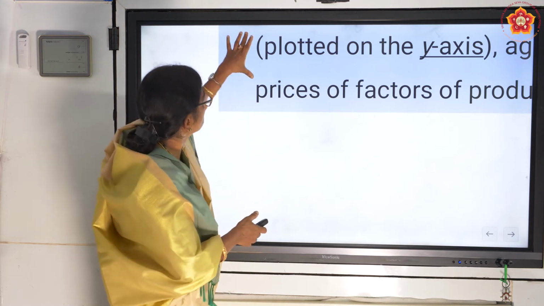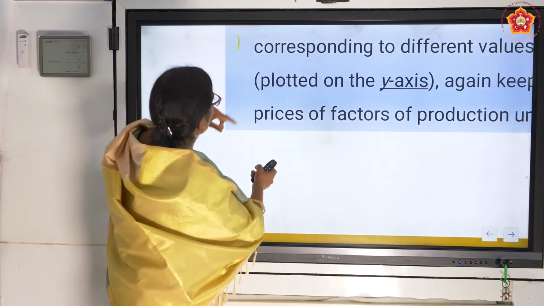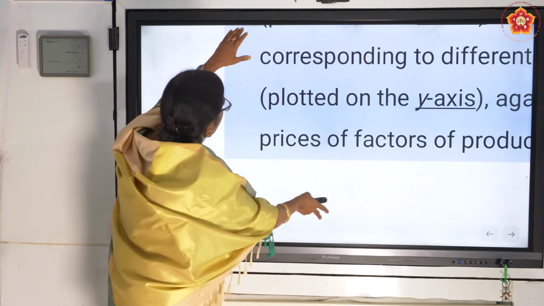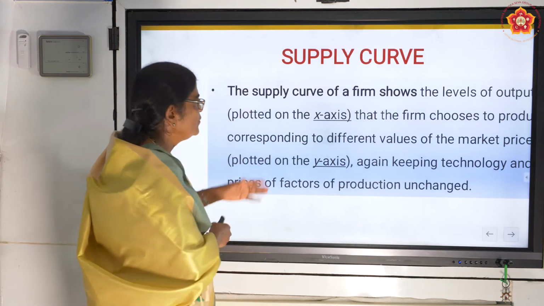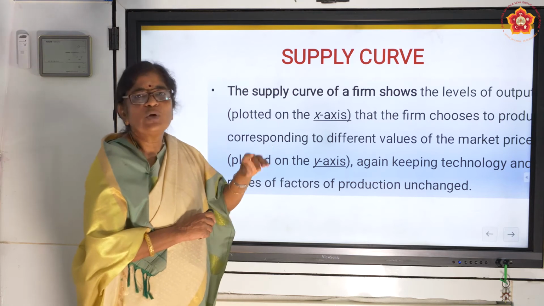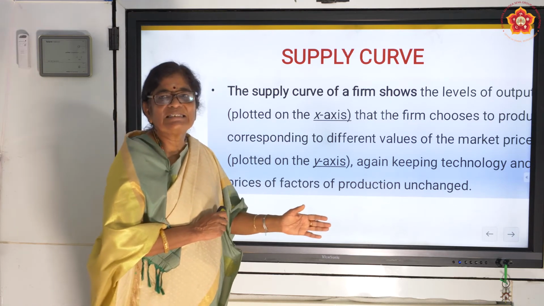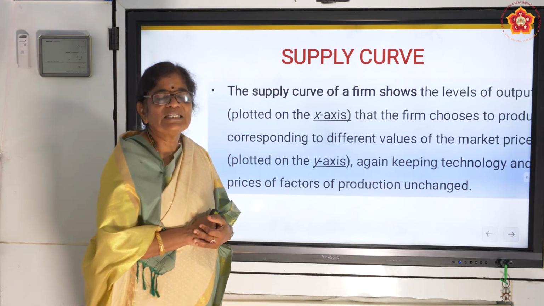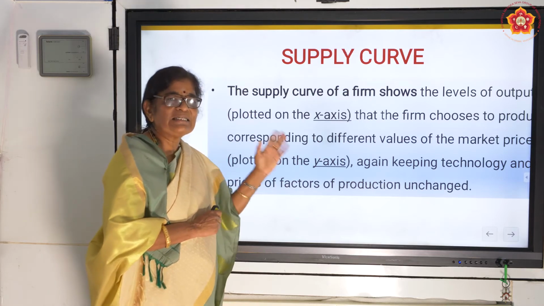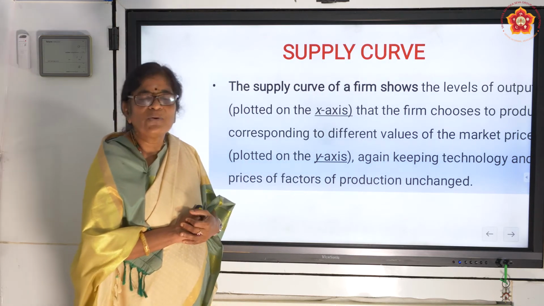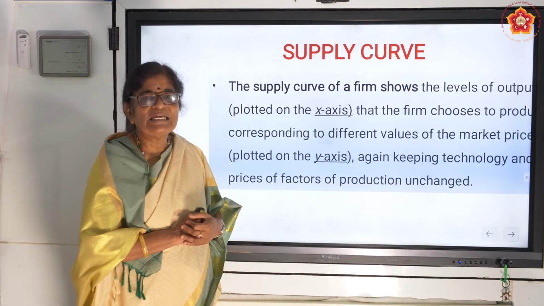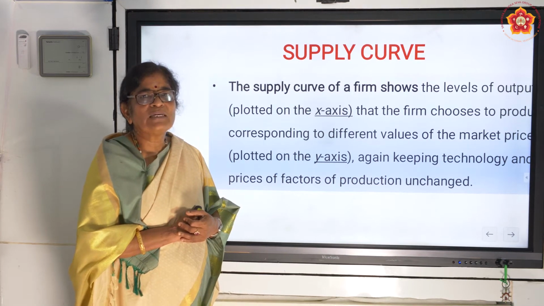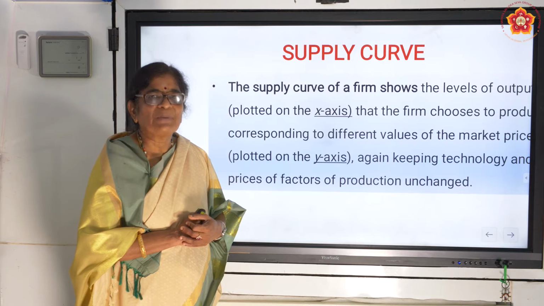Therefore, the supply curve has two axes. One is the x-axis, output, and the other one is the y-axis, prices, for the given technology and also for the given level of input prices.